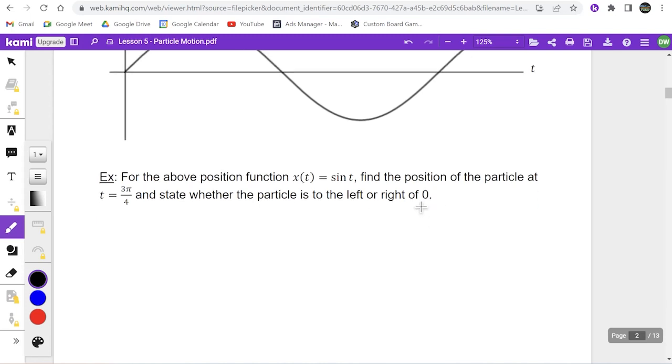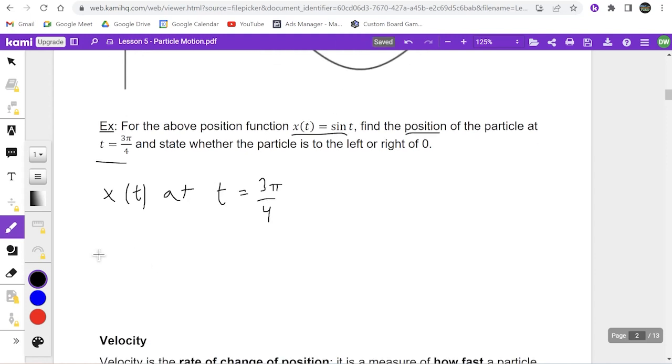So again, if I want position, that is the original function, x of t equals sine t. And if I want the position at t equals 3 pi over 4, I'm going to do x of t at t equals 3 pi over 4. I'm just going to plug it into the function. By the way, for notation purposes, you would write it as x of 3 pi over 4. You put the 3 pi over 4 in parentheses, and then you plug it in for t. So the sine of 3 pi over 4.